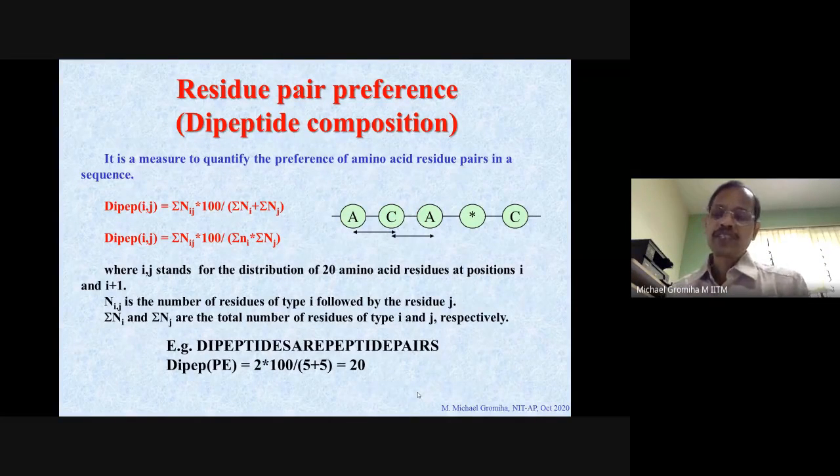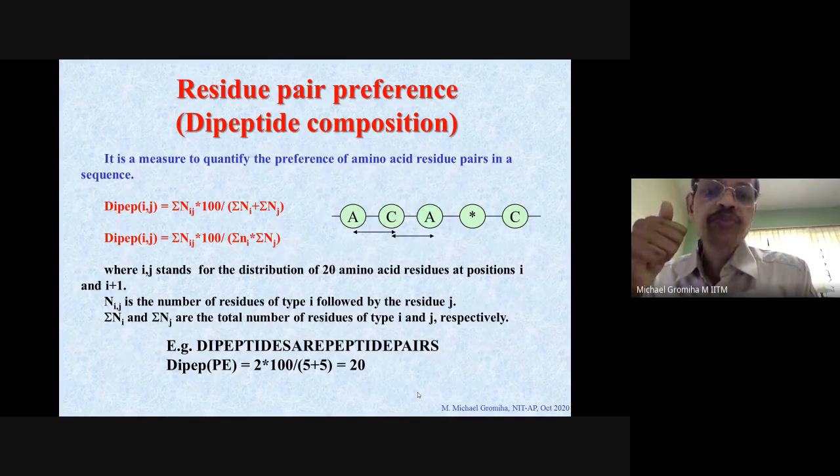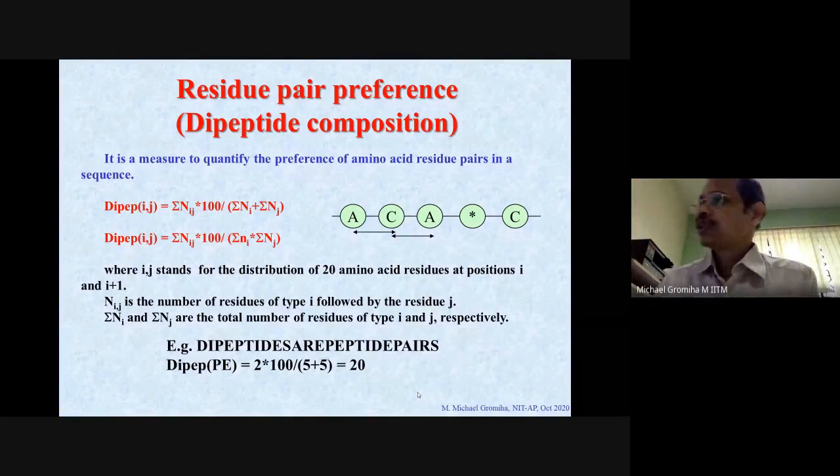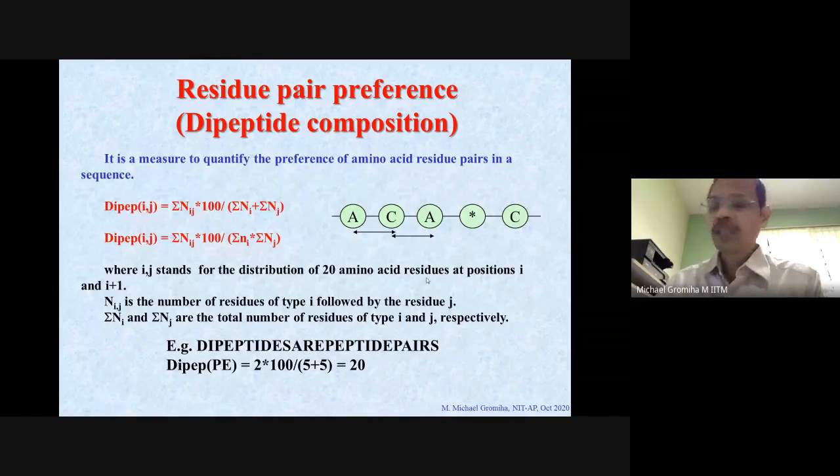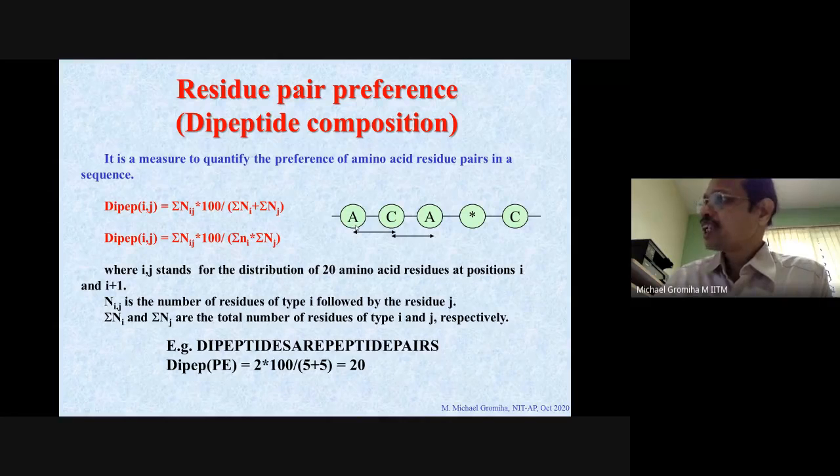There's a pair preference. There we use only one, here we use two. That means there we use how many times A, how many times C, how many times D, how many times E. But now, even if it is A, what is the neighboring one? A is with the C, or A is with the D, or A is with the F, whatever.